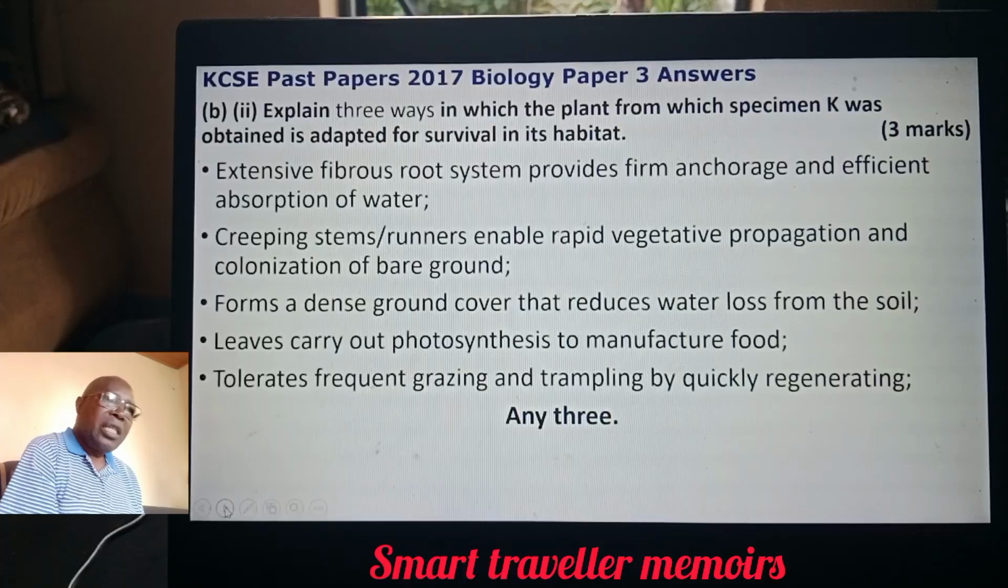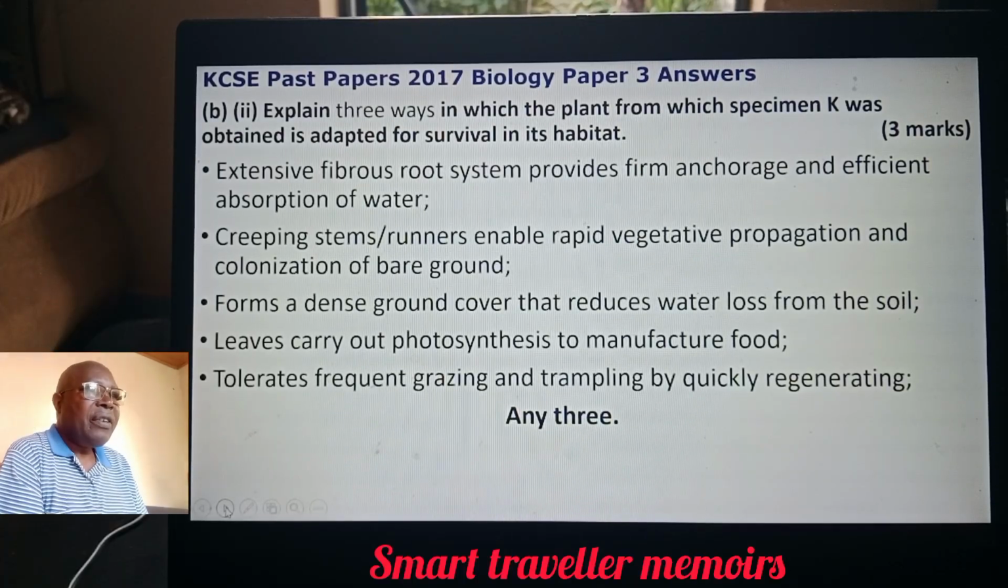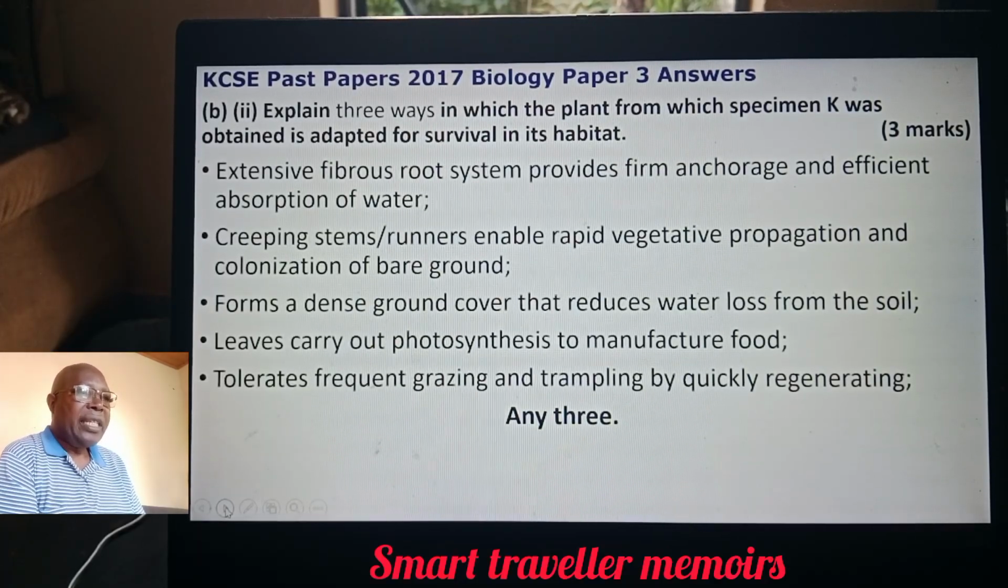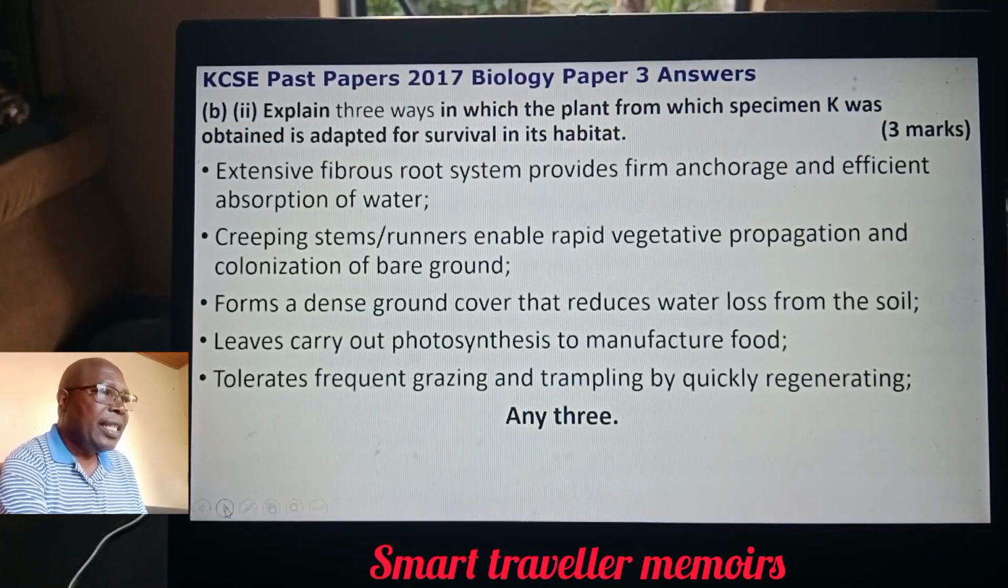Explain 3 ways in which the plant from which specimen K was obtained is adapted for survival in its habitat. Extensive fibrous root system provides firm anchorage and efficient absorption of water. Creeping stems or runners enable rapid vegetative propagation and colonization of bare ground. It forms a dense ground cover that reduces water loss from the soil. Leaves carry out photosynthesis to manufacture food. And finally, it tolerates frequent grazing and trampling by quickly regenerating.